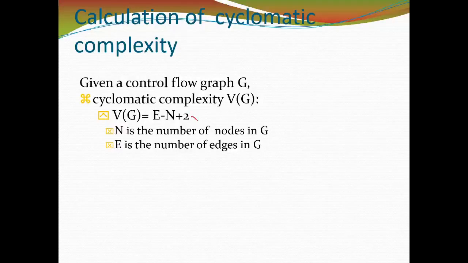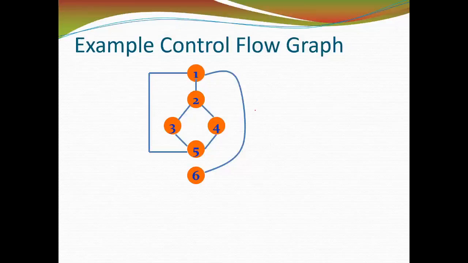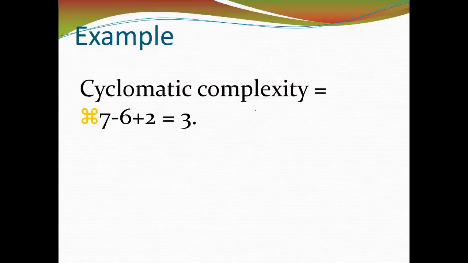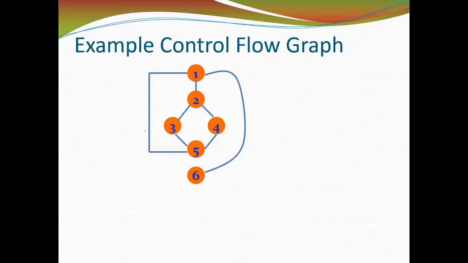Okay. So using the formula, you are going to find out how many different inputs you need to supply, how many test cases you need. So for this control flow graph, how many different inputs will come? There are 7 edges and 6 nodes. So how many edges are there? Calculate. 1, 2, 3, 4, 5, 6 and 7. So total 7 edges and total 6 nodes.